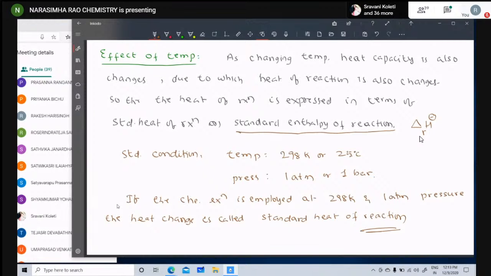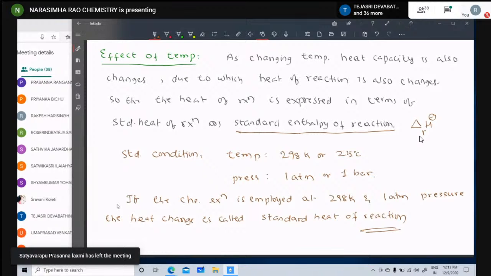Clear? Yes, Is sir. anybody? So going to the next page. Yes, sir. Yes, sir. 1 minute, sir. Last. Okay.